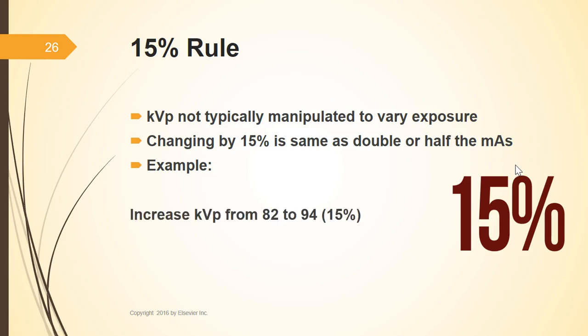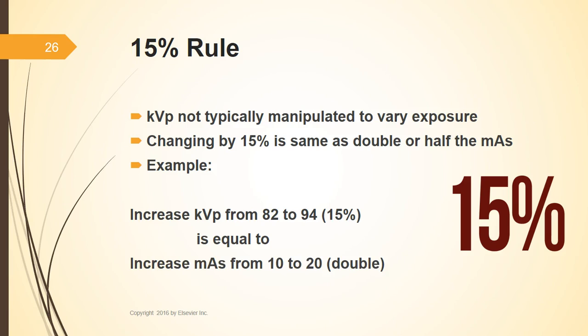Here's an example. If you increase the kV from 82 to 94, and if you did your math, that's 15%, it's the same as increasing your mAs from 10 to 20, doubling it. Now, when you do this, you leave your mAs alone, or you double your mAs, then you need to decrease your kV so that you get the same image. So decreasing it by 15% decreases the exposure unless the mAs is increased. Sometimes making one of these adjustments is necessary depending on the body part and a couple of other things.